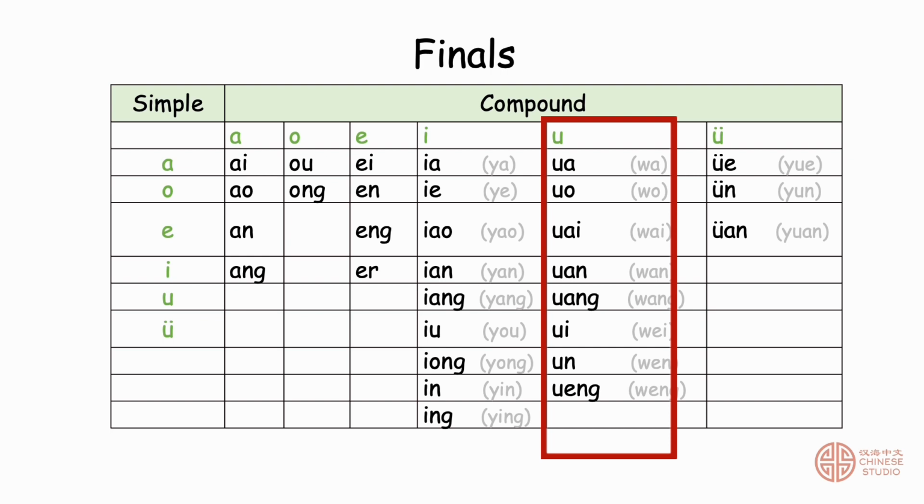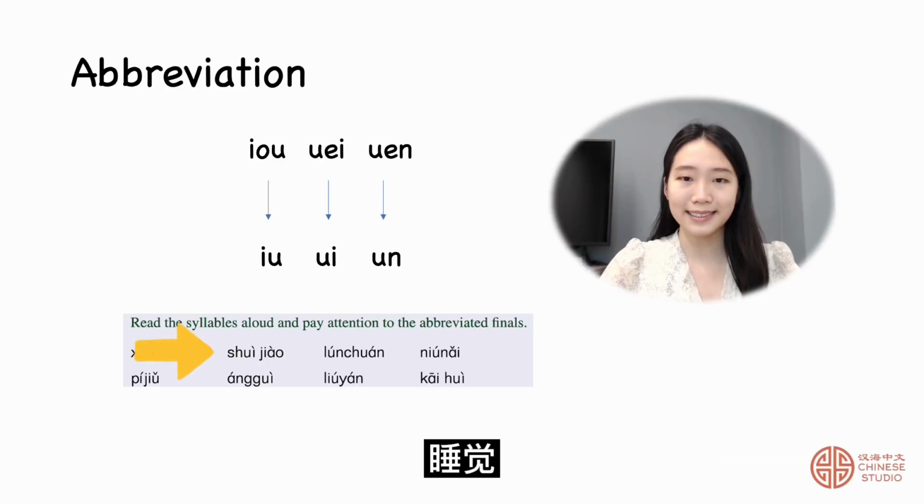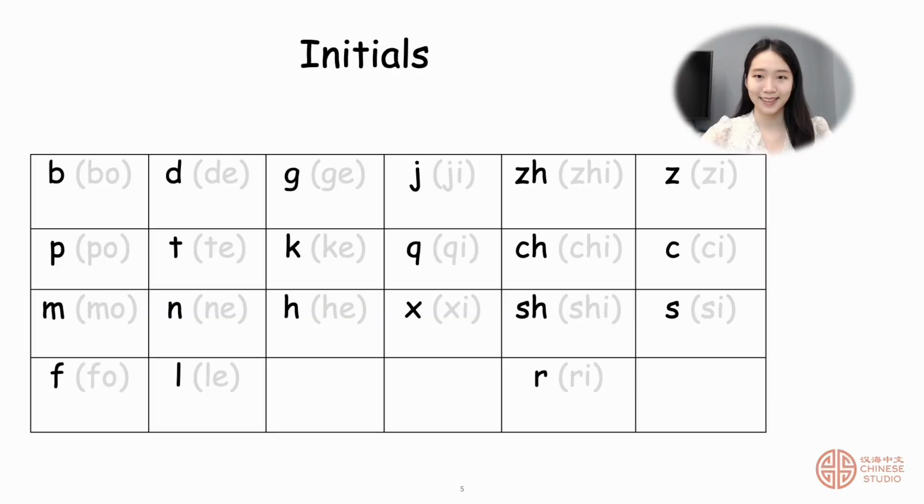U, Wa, Wo, Wai, Wan, Wang, Wei, Wen, Wong, Yu, Yue, Yun, Yuan. 睡觉，轮船，牛奶，啤酒，昂贵，留言，开会。Now, let's learn the initials.